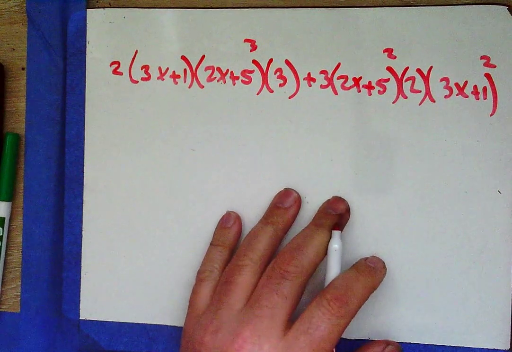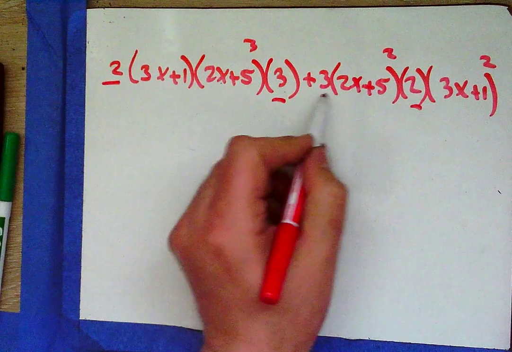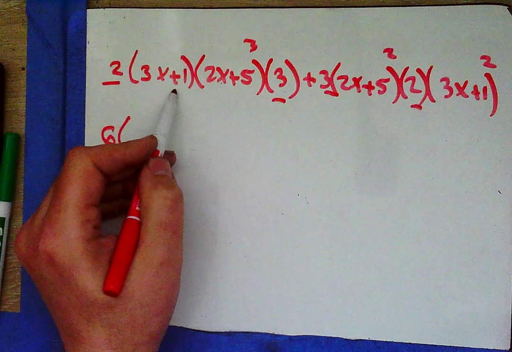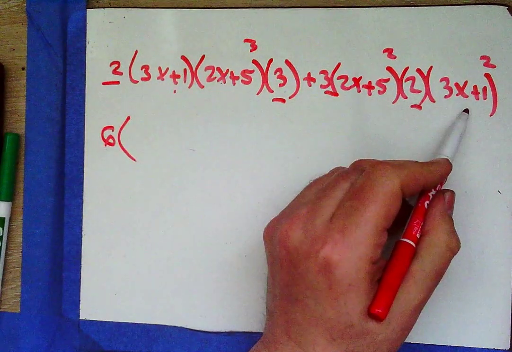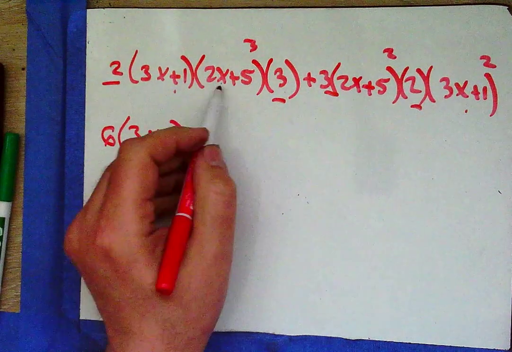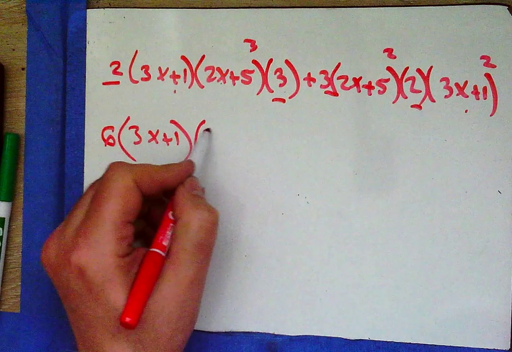Let's check our answers. Okay, so I noticed 2 times 3 is 6, and 2 times 3 is 6, so I'm going to pull out a 6. And then I see a 3x plus 1 and a 3x plus 1. I take out the smaller power. And I see a 2x plus 5 and a 2x plus 5, but I take out the smaller power.